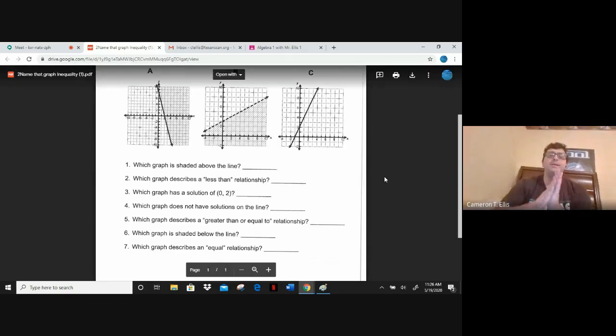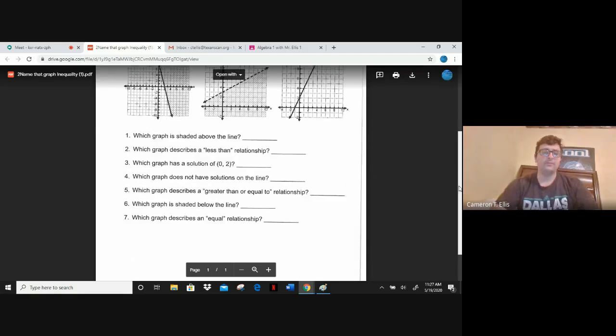So remember, guys, that not having solutions on the line means that there's no equality on the line. And remember that equality is represented on a line by having a solid line, okay? So basically, if you have a solid line, you're going to have solutions on the line. So if you don't have a solid line, you're not going to have solutions on the line. You get what I'm saying? So again, look at the graph here that does not have a solid line. There's only one.